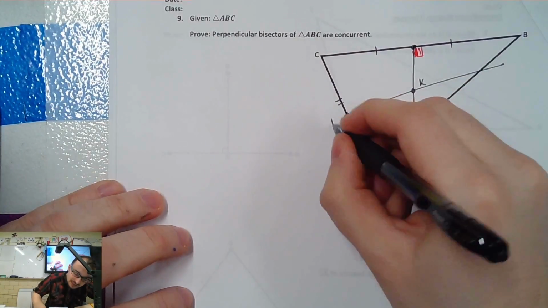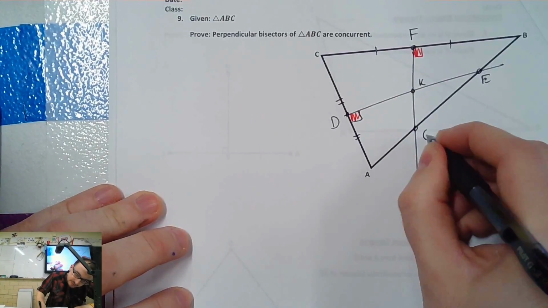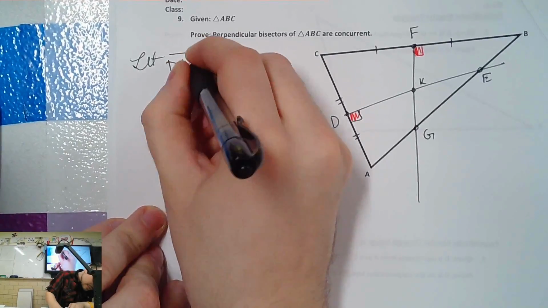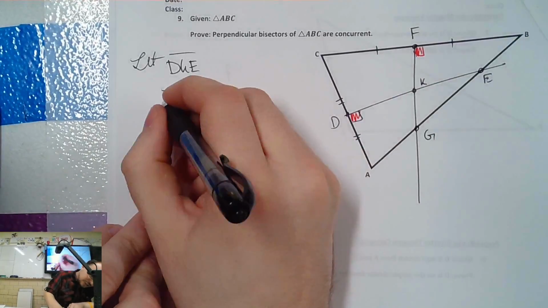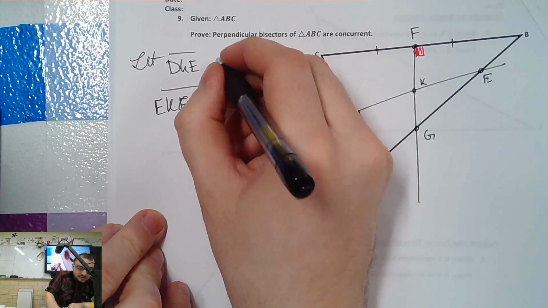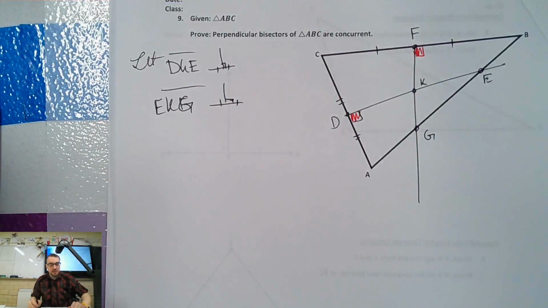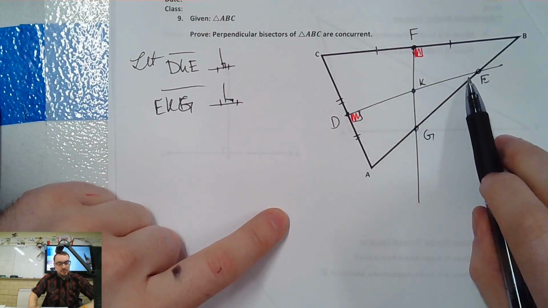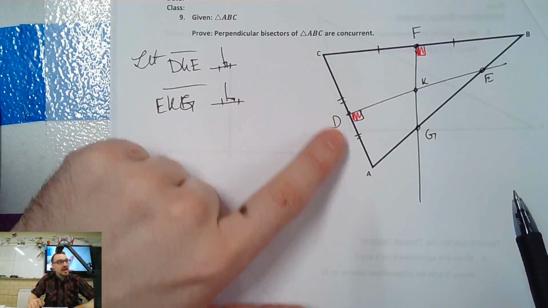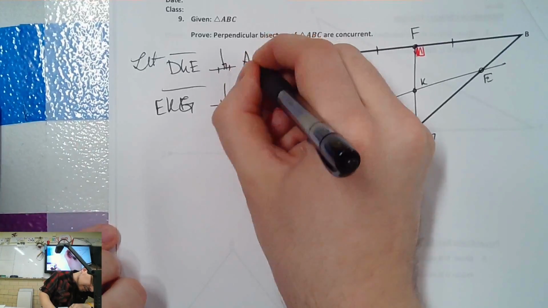So we're going to say let this exist and this exist. Okay? So let DKE and EKG exist. Whoops. Now, DKE and EKG are perpendicular bisectors of what sides? DKE is the perpendicular bisector of what side? CDA. Do you see how it's perpendicular with this side? So I'm going to write that. I'm going to call it ADC.